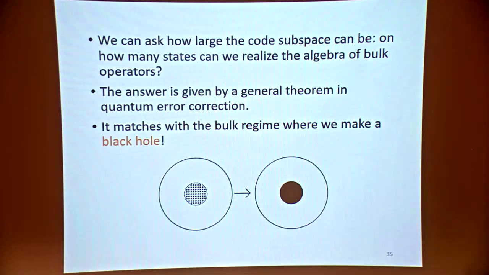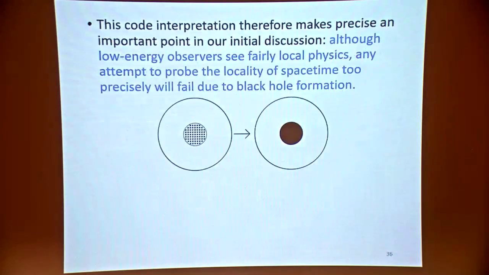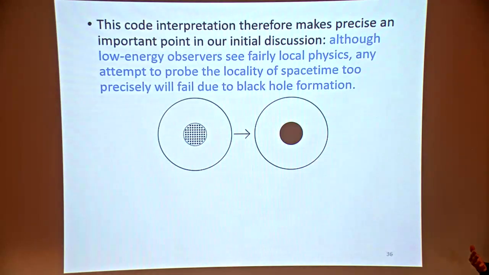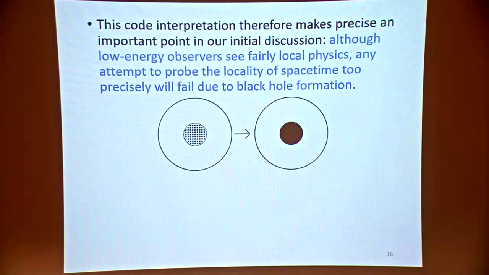If you try to include more and more states in the code subspace, at some point you cannot realize the algebra of bulk operators, and that's precisely when we make a black hole. Therefore, I think the code reinterpretation has provided something very precise. It makes precise a point that we had in the beginning, that even though low-energy observers like us see fairly local physics, if we try to make sense of space-time too precisely, if we try to make a measurement very, very precisely, it will create a black hole, and we lose control.